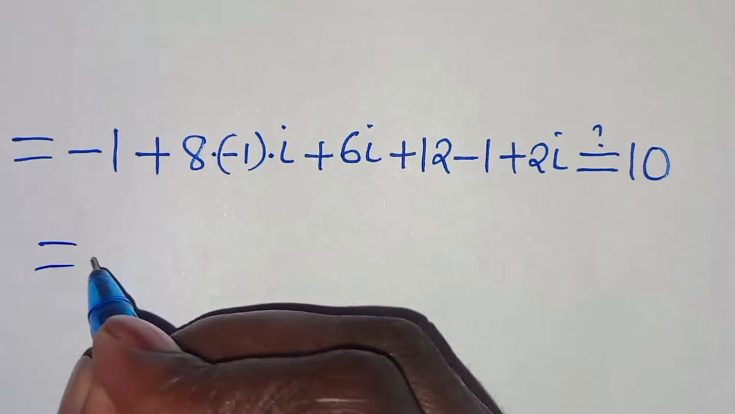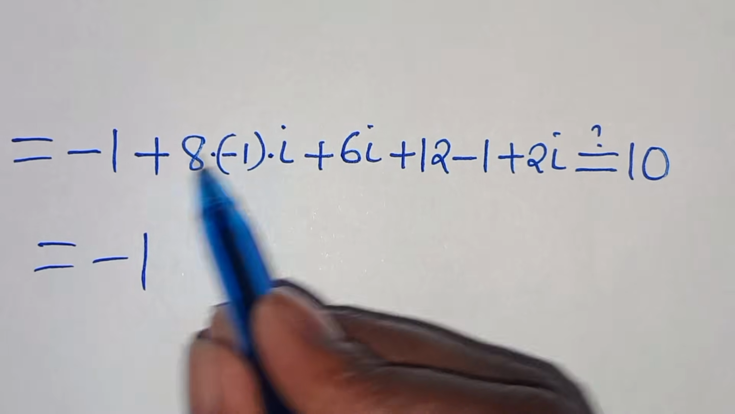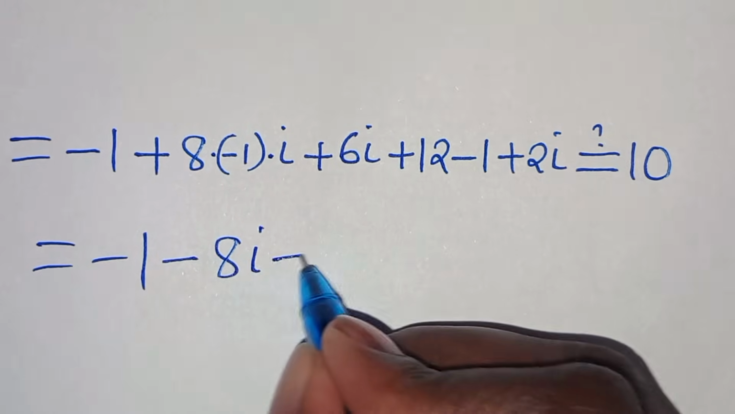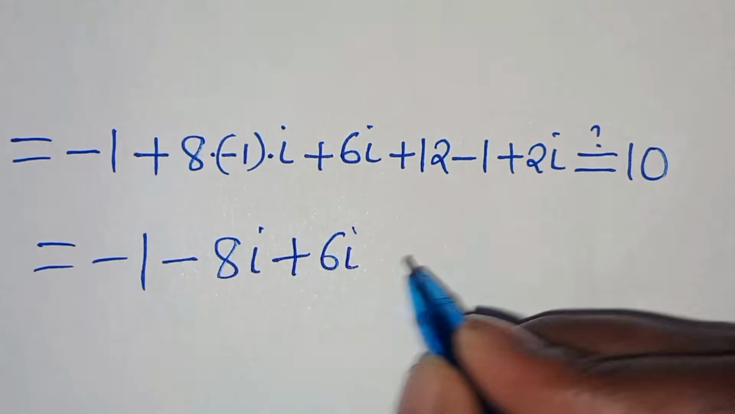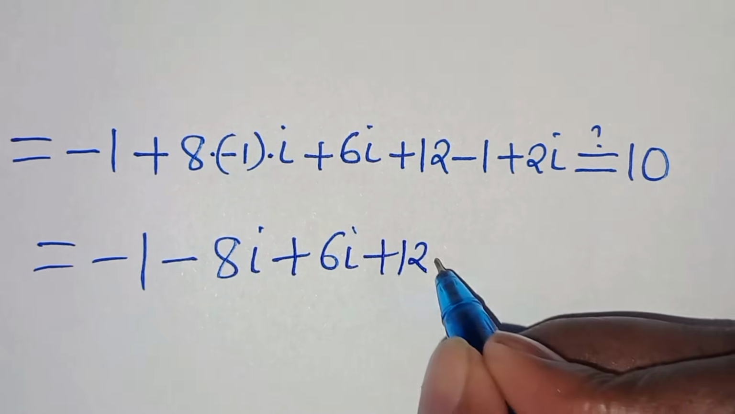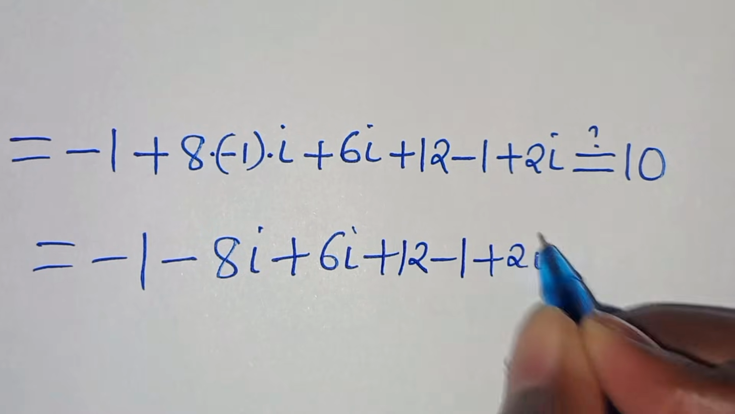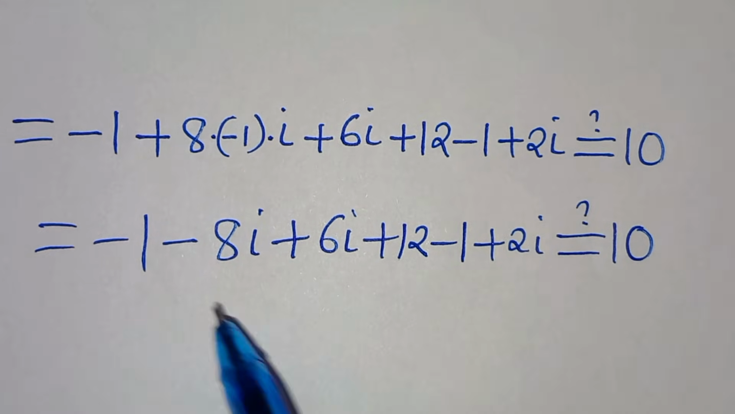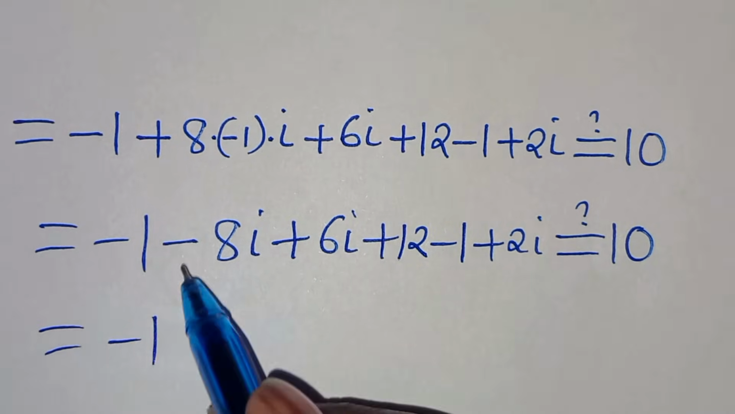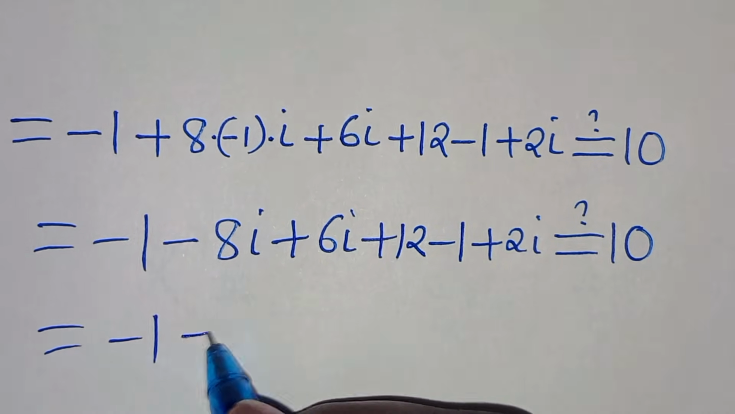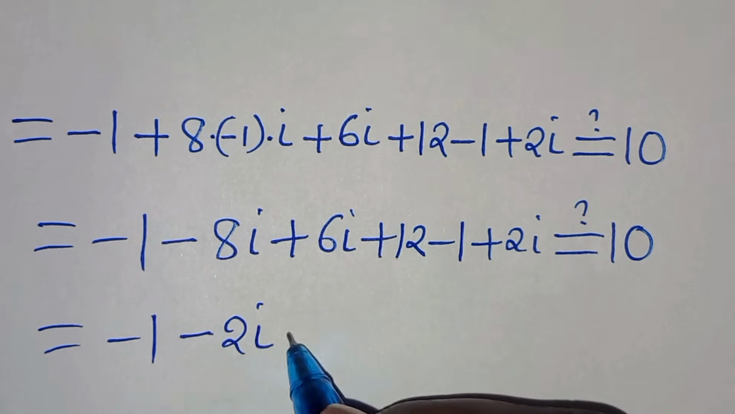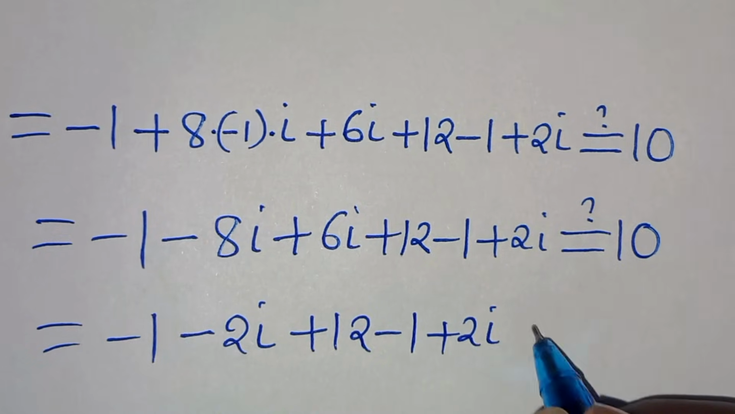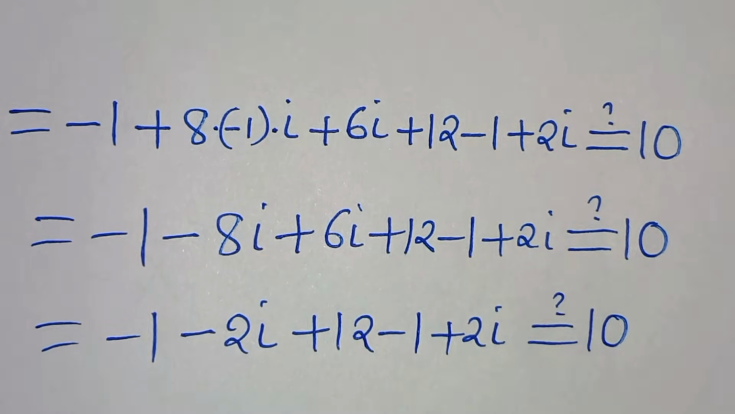Now this is equal to -1. We have -1 times 8, this is -8 times i. So this is -8i, then plus 6i, plus 12, minus 1, then plus 2i. This should give us a value of 10. Now, we have here -1, -8i plus 6i, this is -2i. Then we have plus 12, -1 plus 2i. This should give us a value of 10.